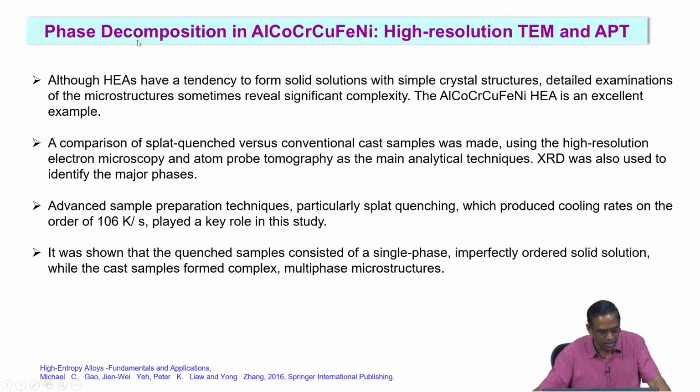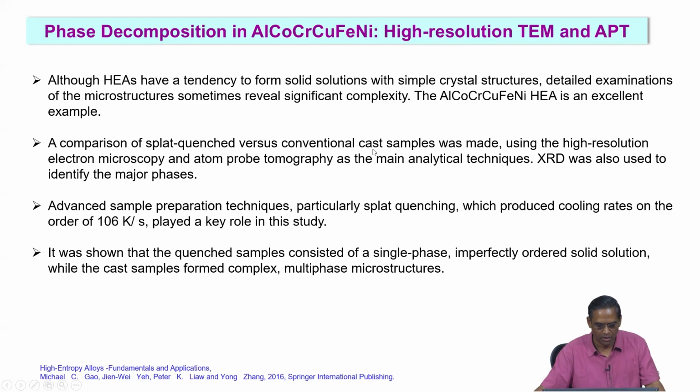this is the next case study of phase decomposition in aluminum, cobalt, chromium, copper, iron, nickel. High resolution TEM and APT, these techniques are used to identify this phenomenon. Although high entropy alloys have a tendency to form solid solutions with simple crystal structures, detailed examinations of the microstructure sometimes reveal significant complexity. Okay. So the aluminum, cobalt, chromium, copper, iron, nickel high entropy alloy is an excellent example for this kind of microstructure.